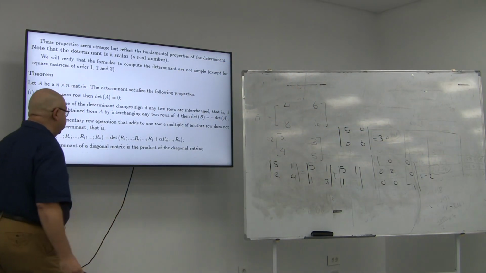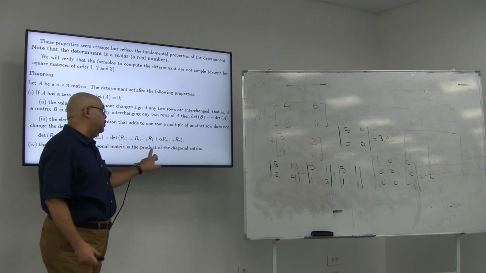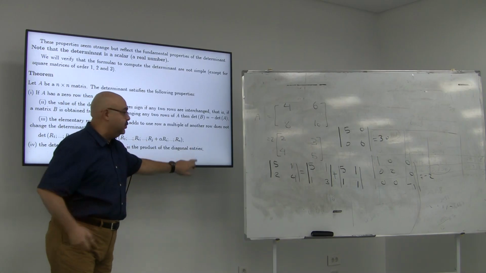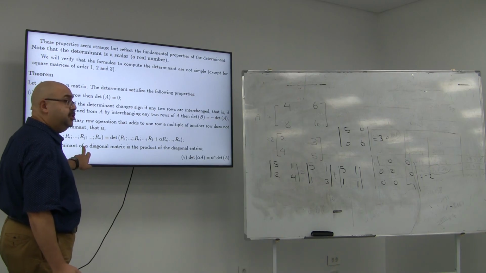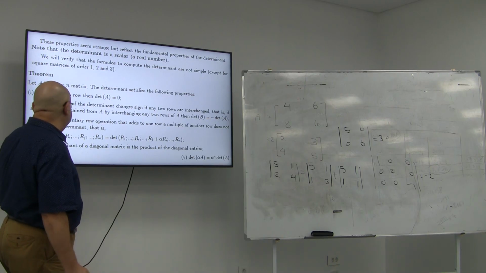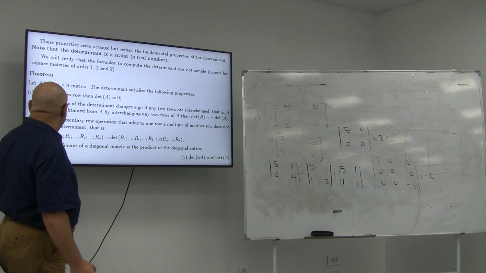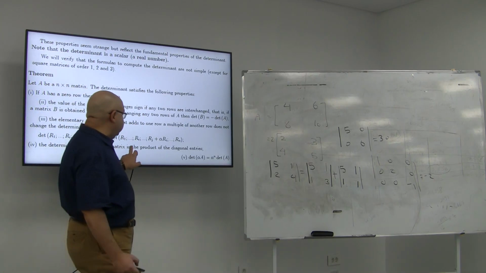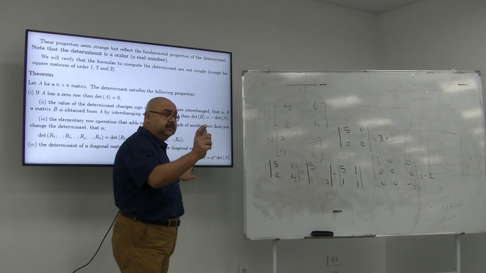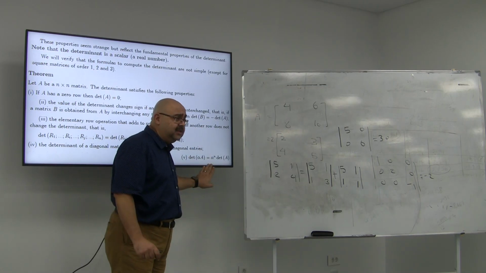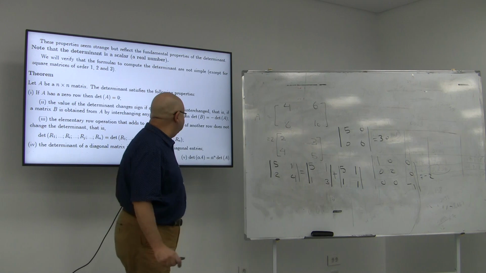The determinant of a diagonal matrix is the product of the diagonal entries, and we already saw that. The same also goes for triangular matrices. This property is also really very nice. For property 5, I wrote it just at the end of this slide, but it's also very important.